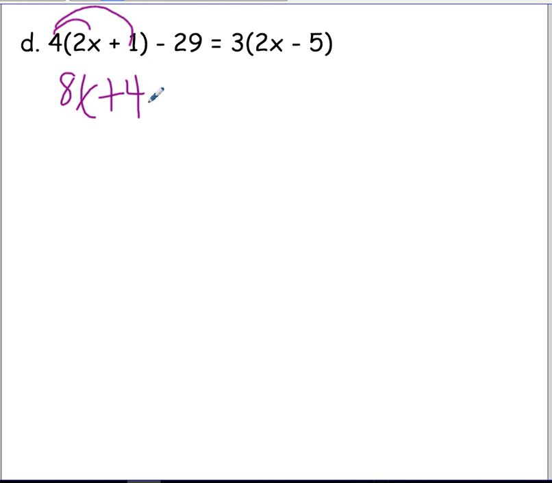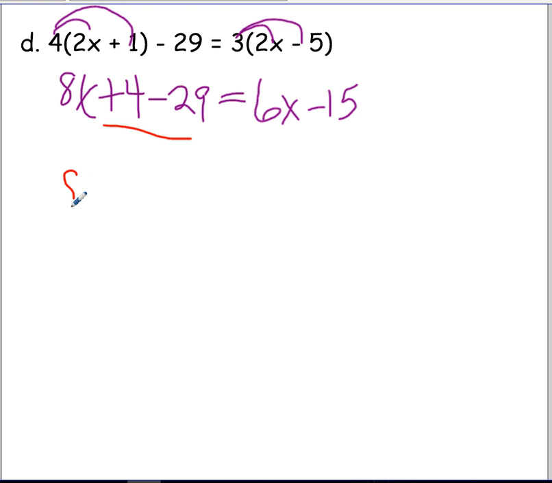We'll drop down our -29. And on the right-hand side, we'll distribute our 3 into our parentheses. And that'll give us 6x minus 15. We have like terms to combine on the left-hand side. So when we combine those, we'll get -25. So 8x minus 25 is equal to 6x minus 15. There was nothing to simplify so far on the right.